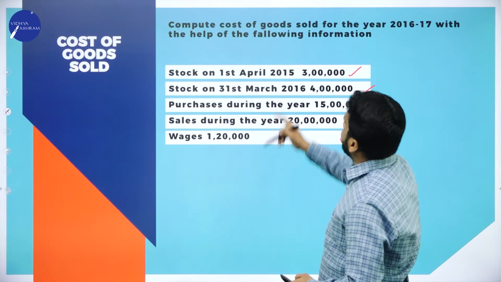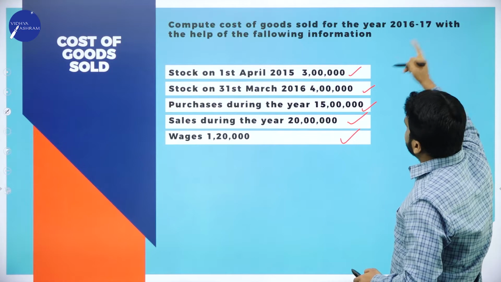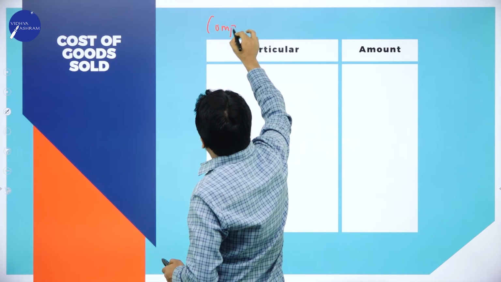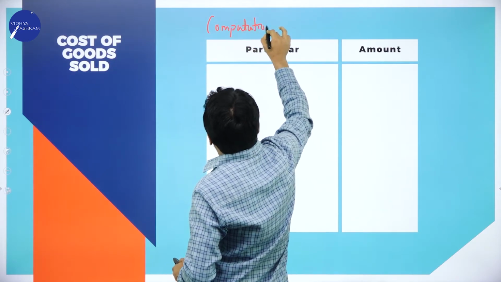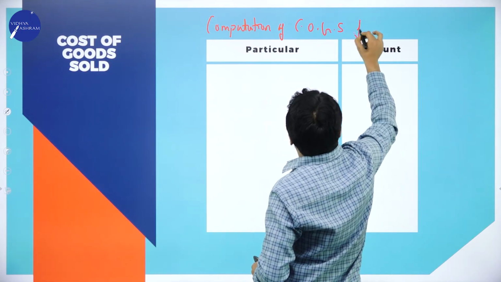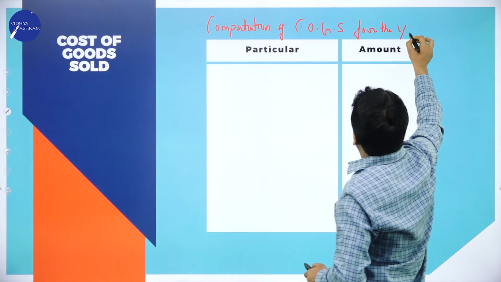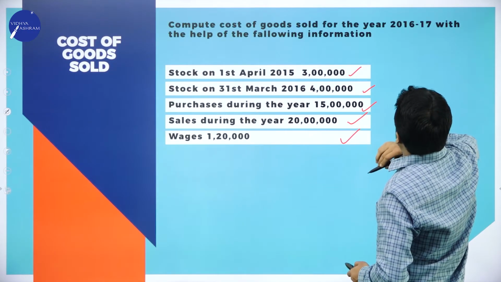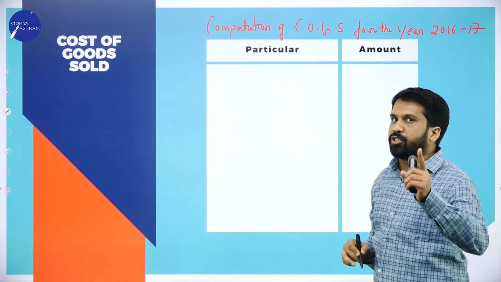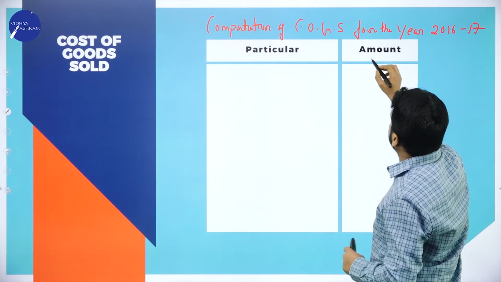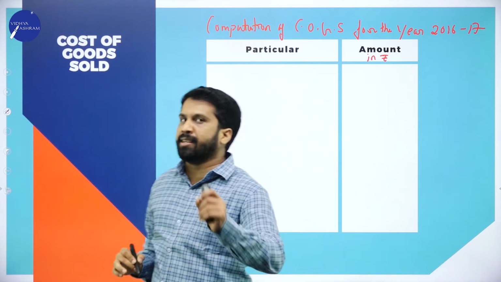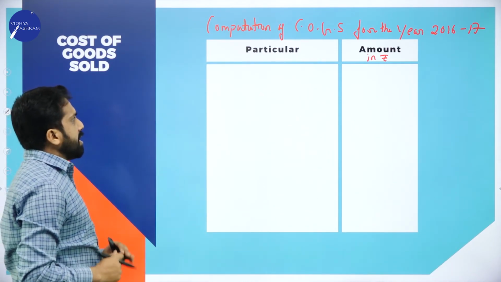Heading is what? Cost of goods sold for the year 2016-17. You have to mention computation of cost of goods sold for the year 2016 and 17. This is your first step. What is the second step? Yes, in rupees. This is compulsory. You have to mention in rupees. Once it is done, next is what?